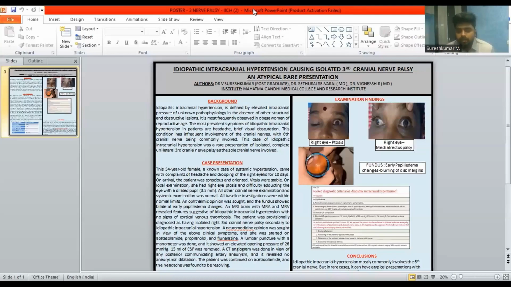This is the revised diagnostic criteria of idiopathic intracranial hypertension. In this patient, it fulfills all the major criteria. The patient had fulfilled all 5 criteria.